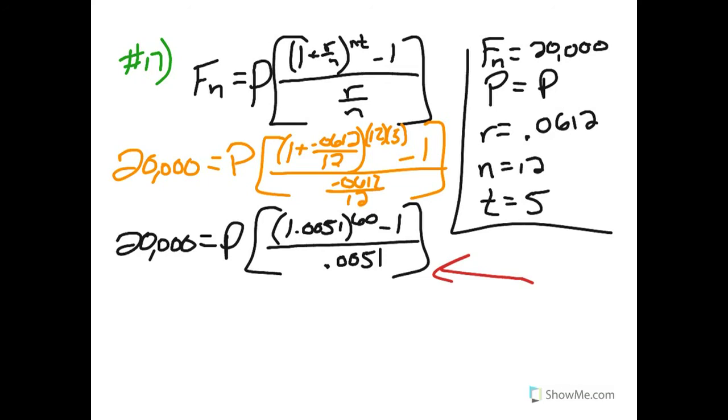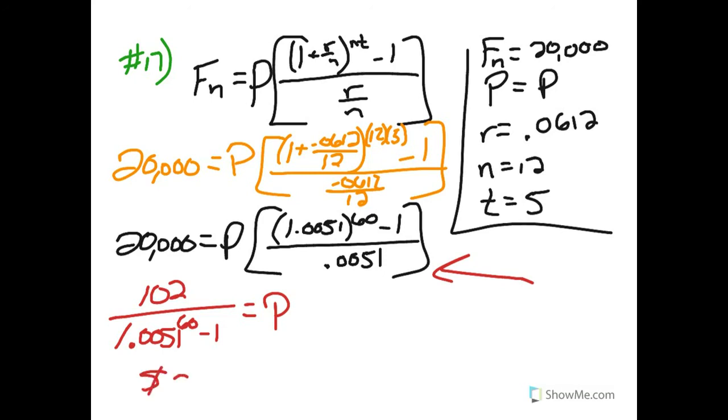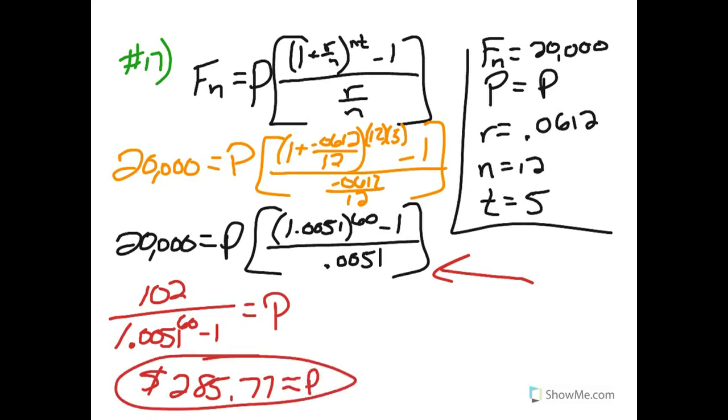When we do that, 20,000 times 0.0051 is 102. Denominator is as good as we can get it without rounding. We don't want to round until we have to. Now we have to. We're at the end. Put that in your calculator. That ends up being dollars per payment, $285.77. They deposit that every month for 5 years. They will have earned enough money to pay $20,000 for their daughter's college education.